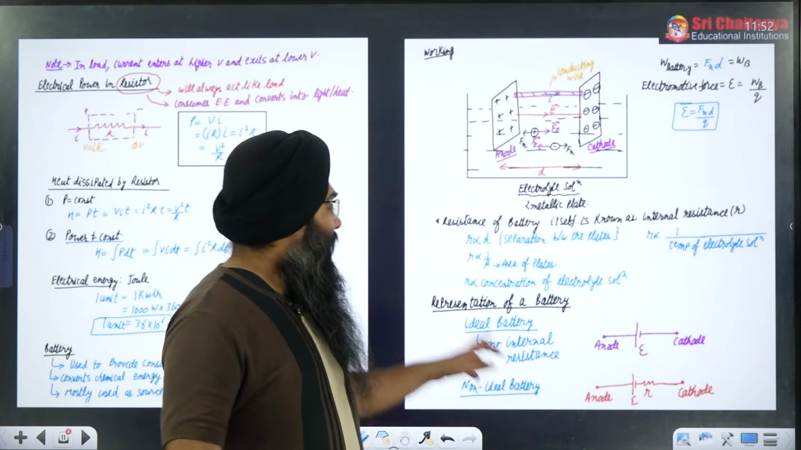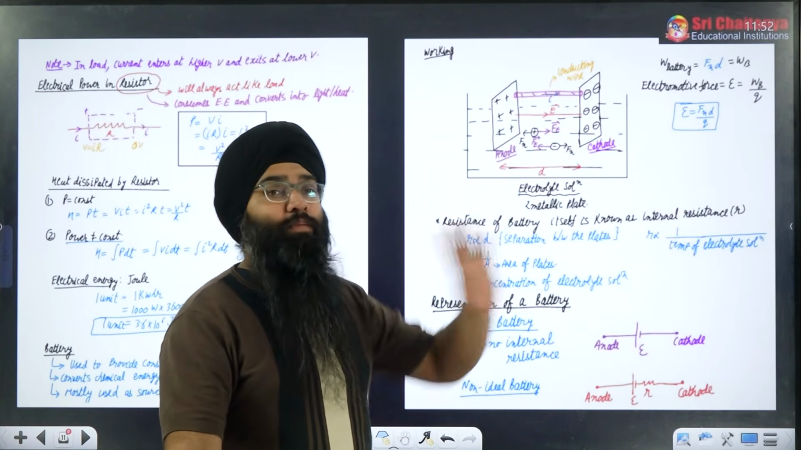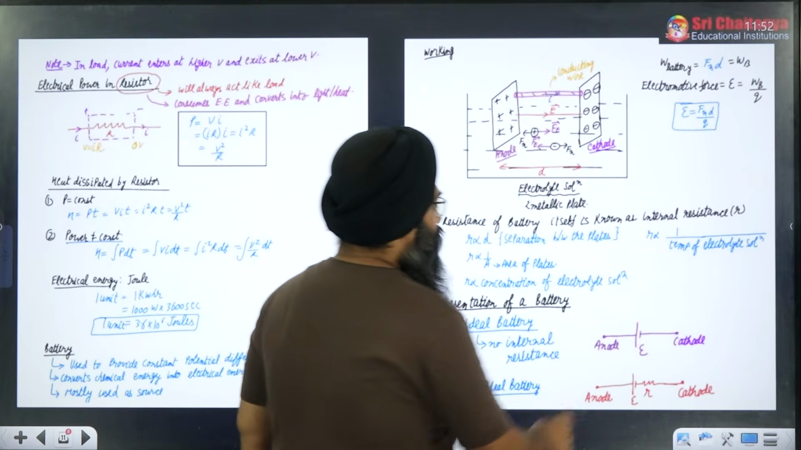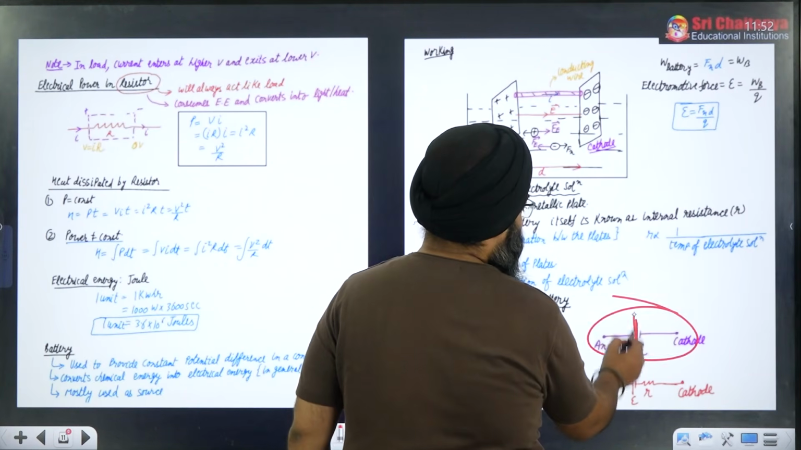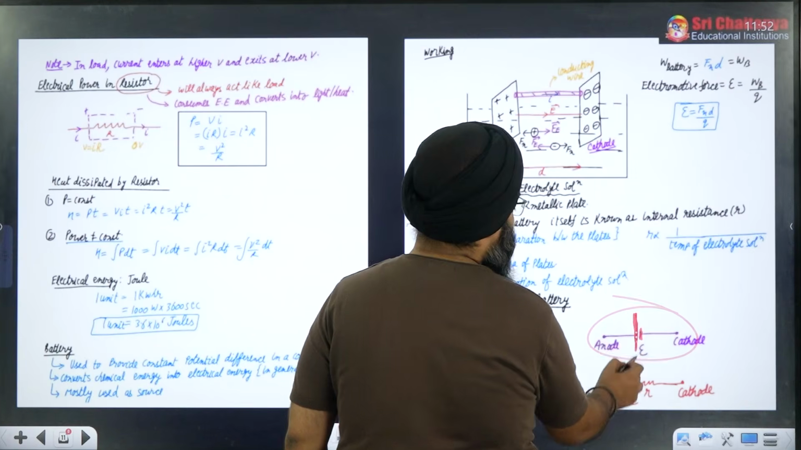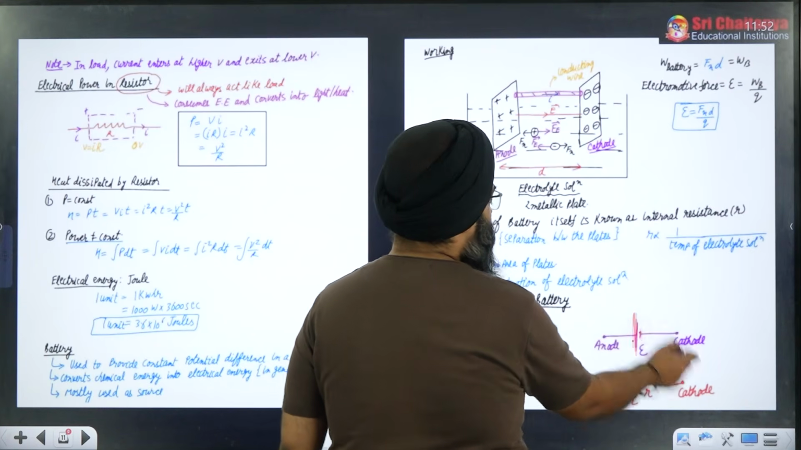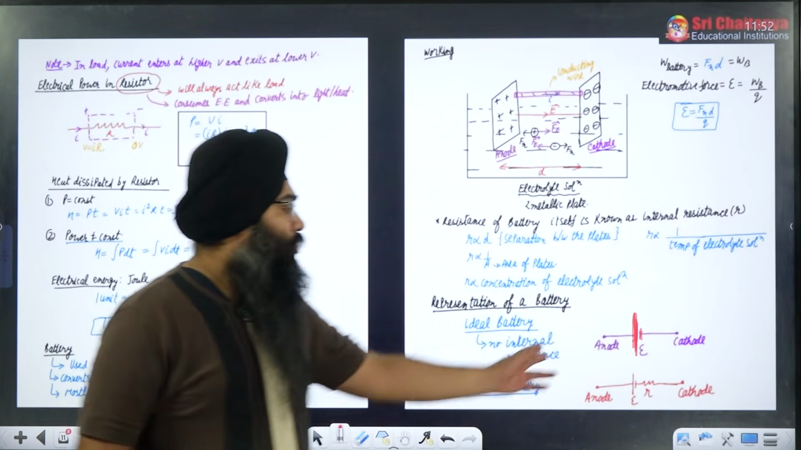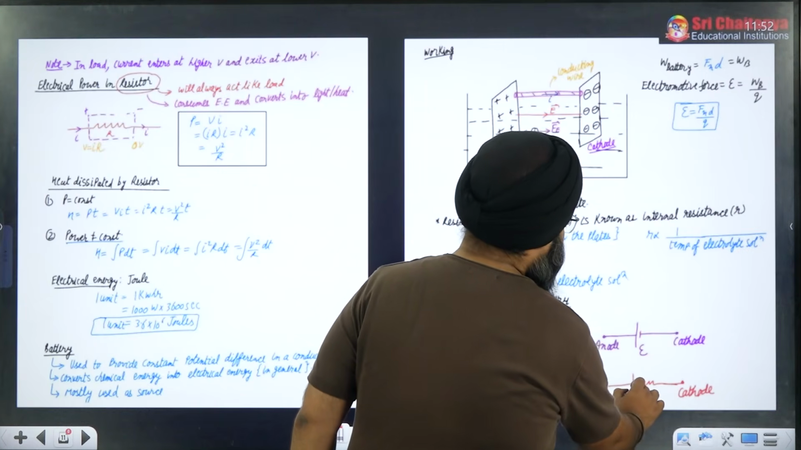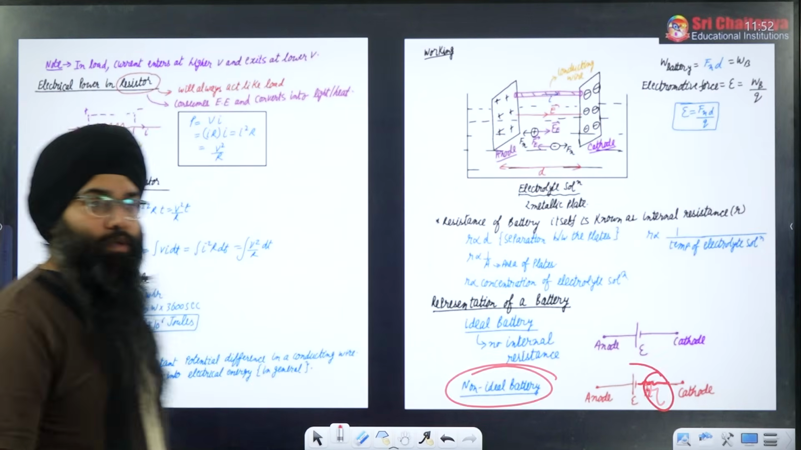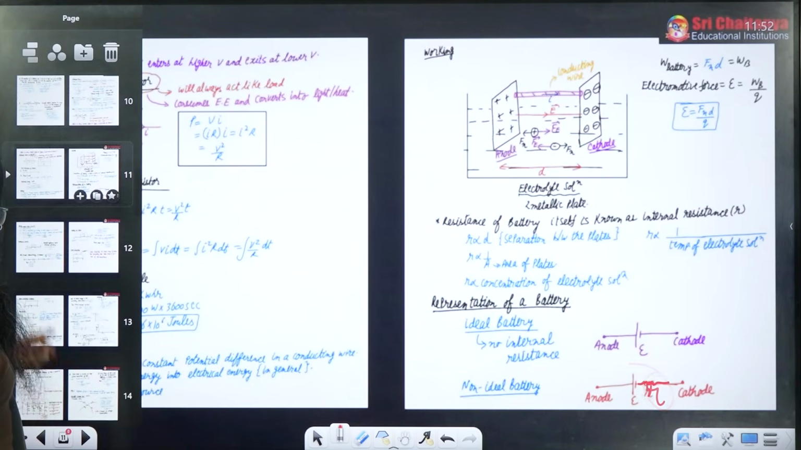That is why for an ideal battery, EMF and terminal voltage are one and the same thing. How to represent it? It is represented by this symbol. There is one bigger terminal and one smaller terminal. The bigger terminal is positive, the smaller terminal is considered negative, anode and cathode. If you take a non-ideal battery which has some resistance, then there will be some internal resistance offered here. I hope this point is also clear to you.